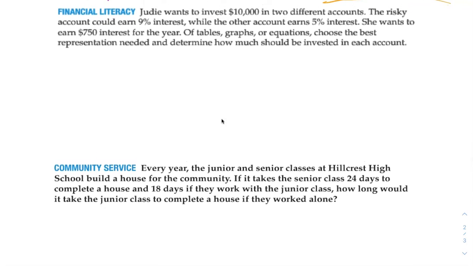Judy wants to invest 10 grand into 2 different accounts. The risky account could earn 9% interest, while the other account could earn 5% interest. She wants to earn 750 interest for the year. Of tables and graphs or equations, choose the best representation needed and determine how to invest each amount. So a lot of people like to do this with a table. So it'll be kind of the same thing as the one we did before.